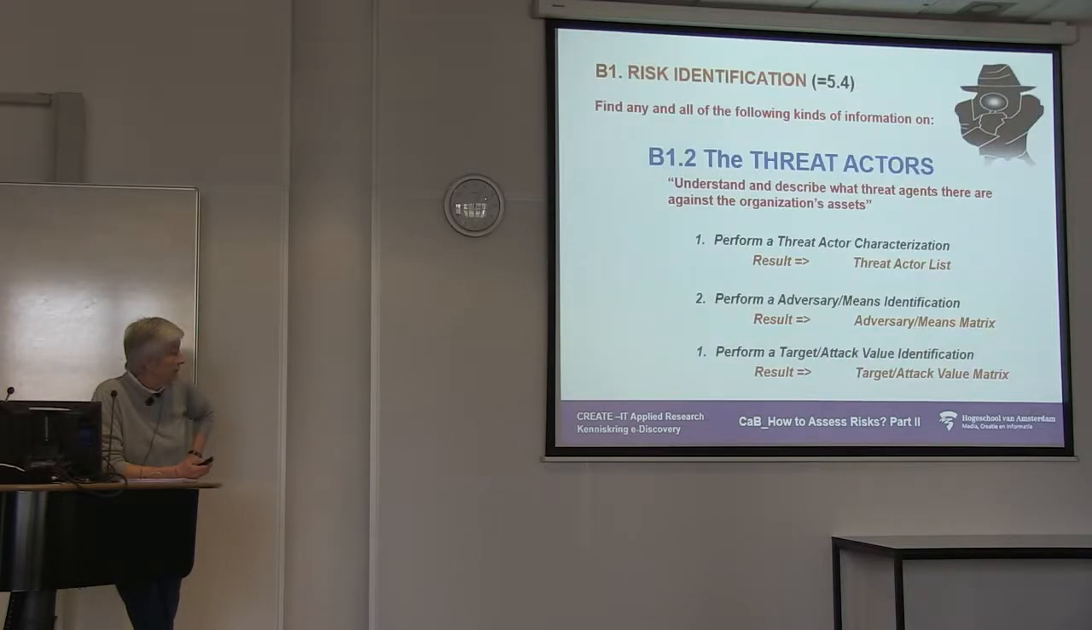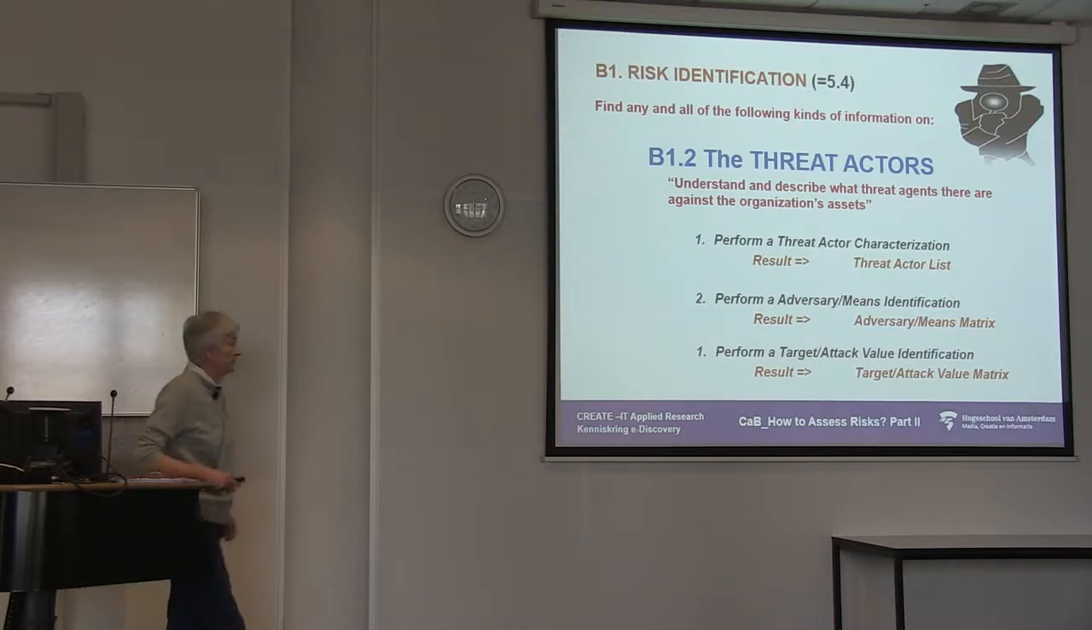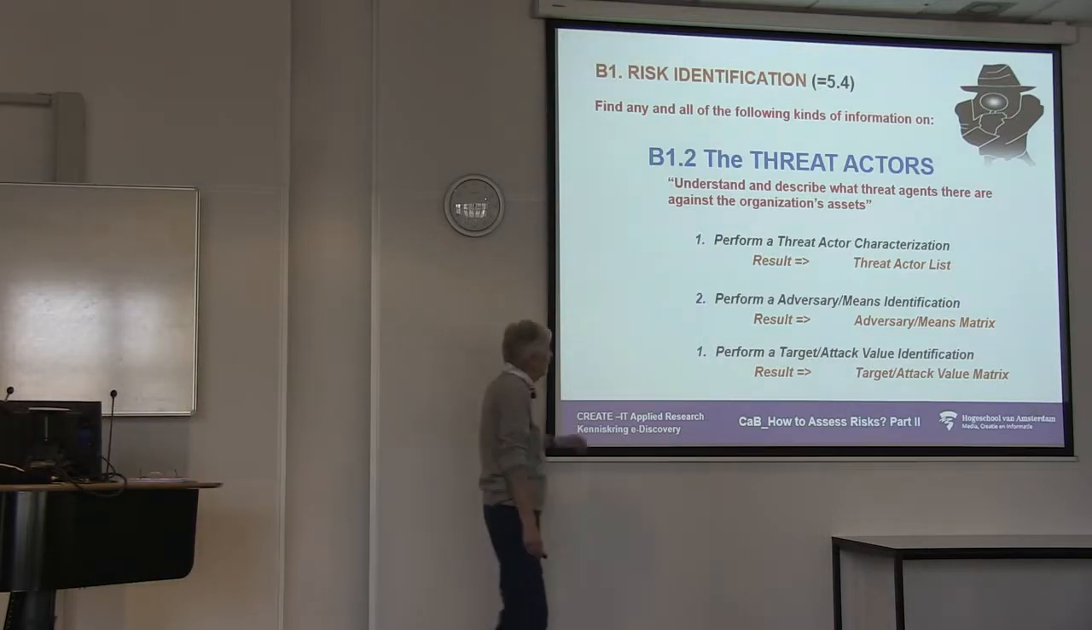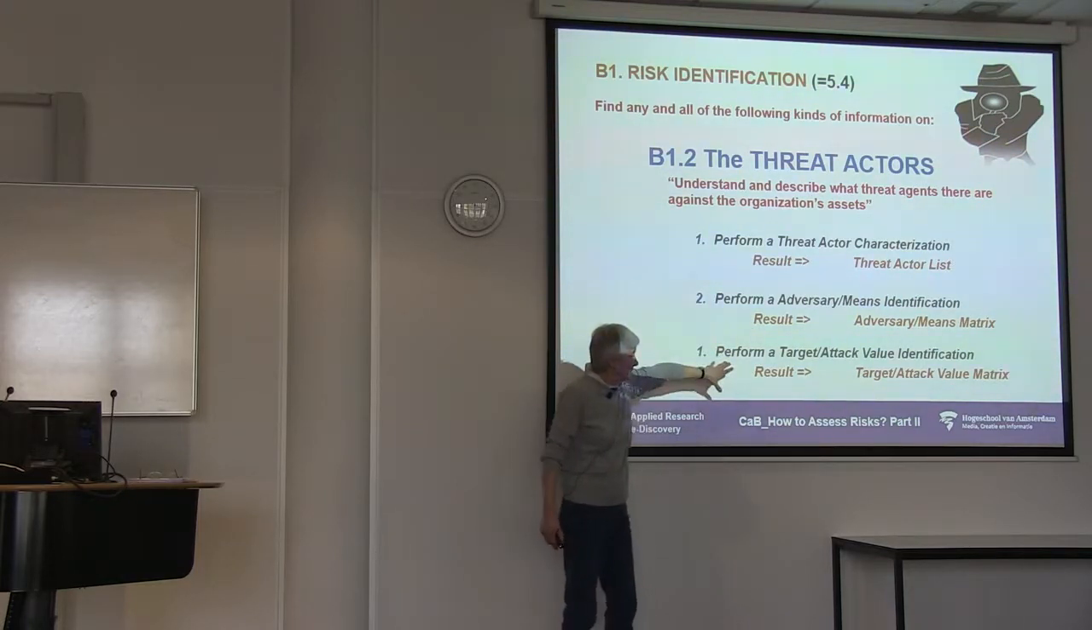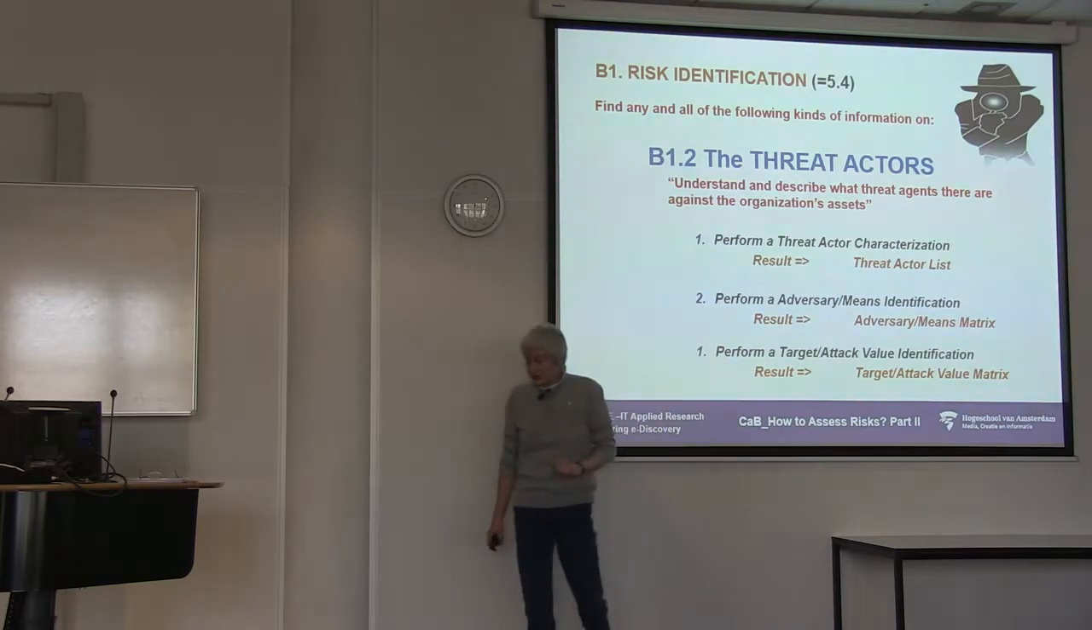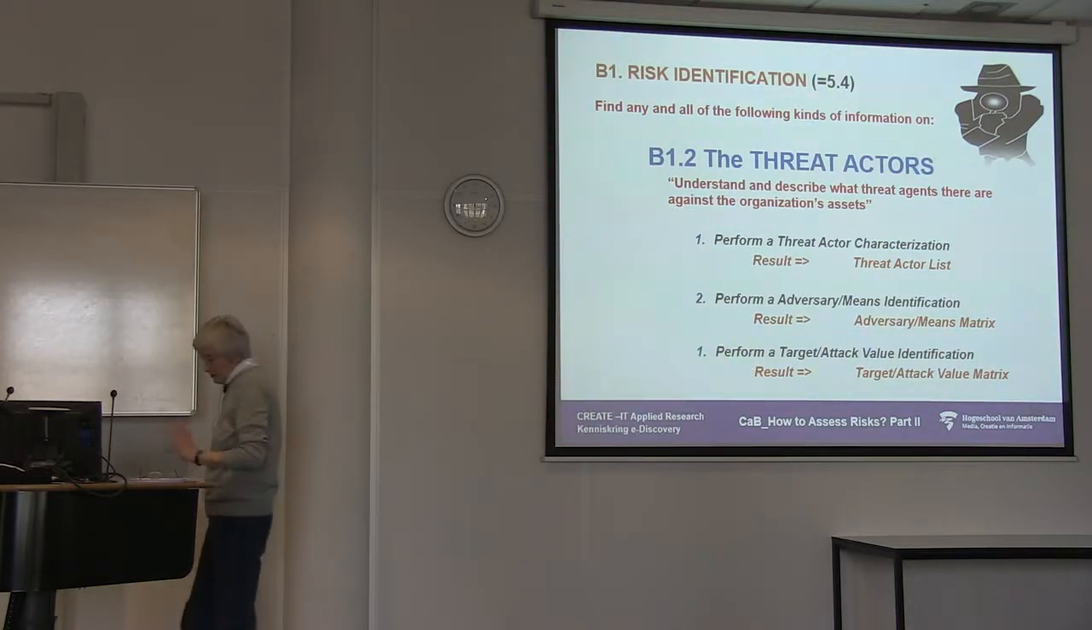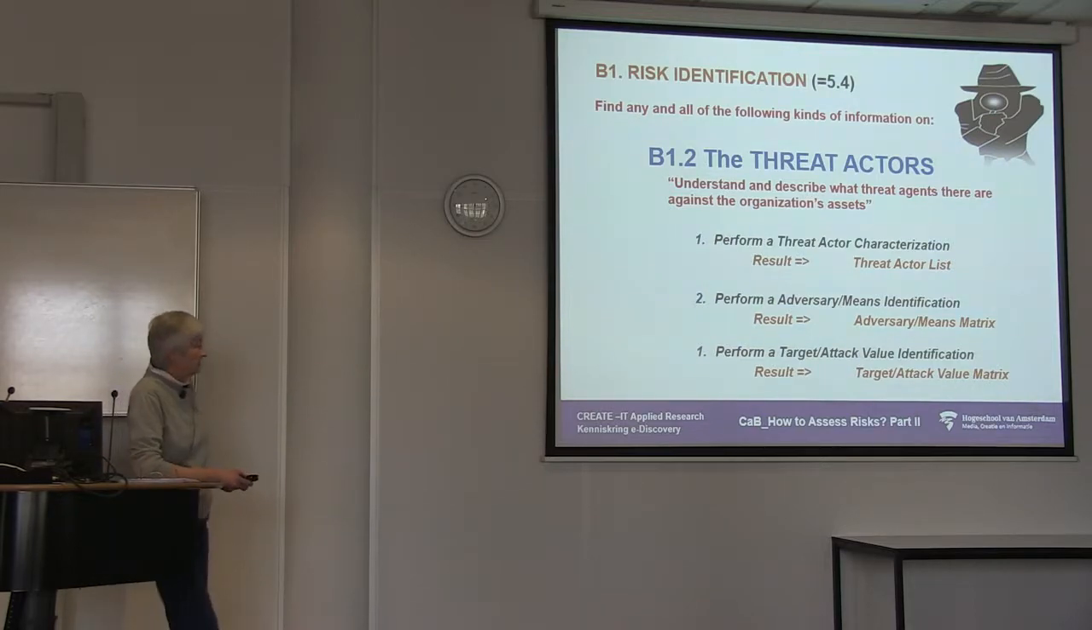So what do we have now? We have three results from our threat actor. We have a threat actor list, copied and filled with adversary means, saved as adversary means matrix, copied, put on the target attack columns, saved under the target attack value matrix. We had already our asset list and our asset criticalities matrix. So now we have five documents.